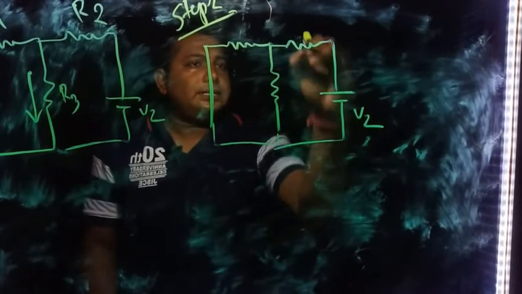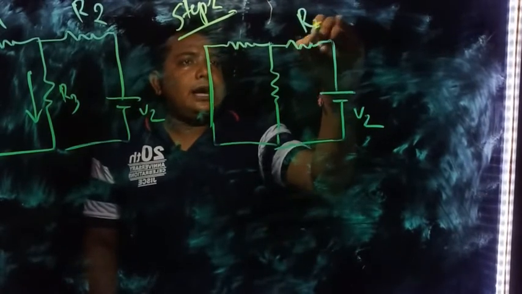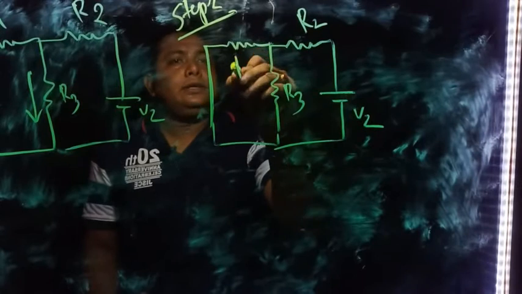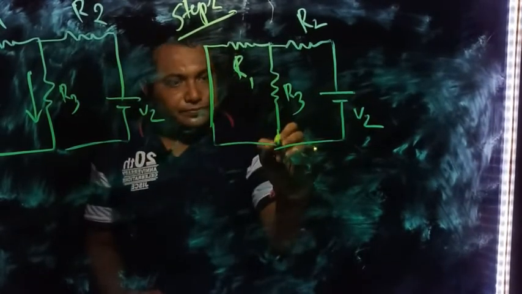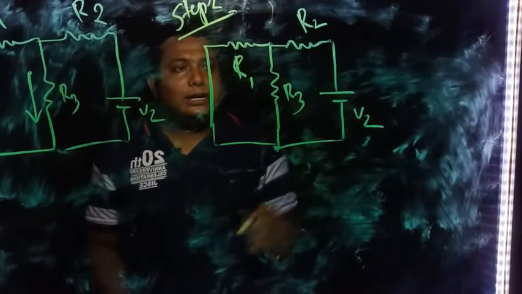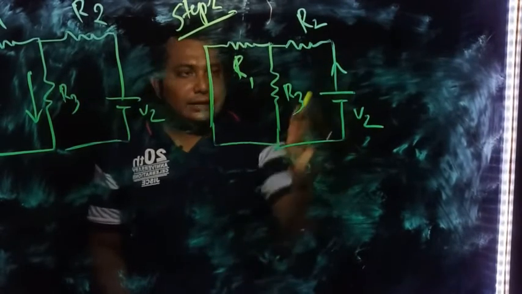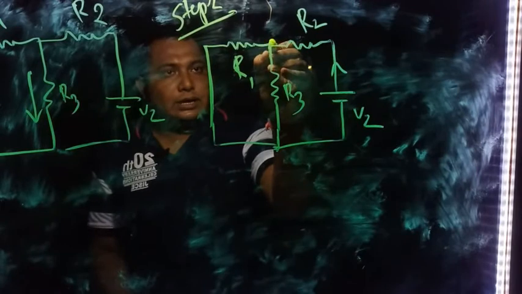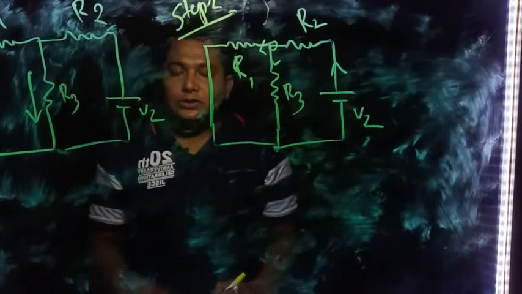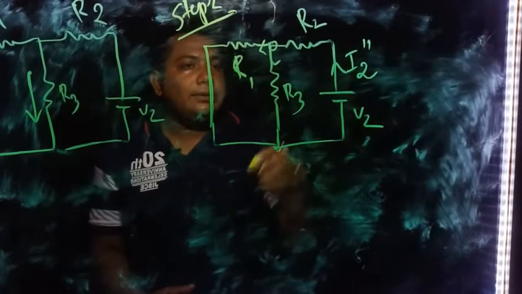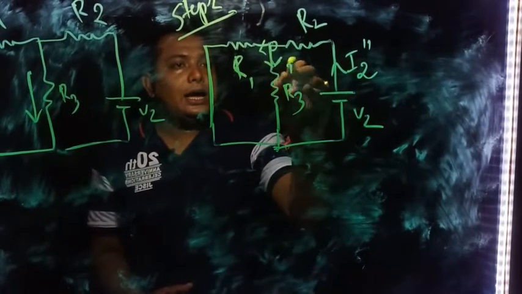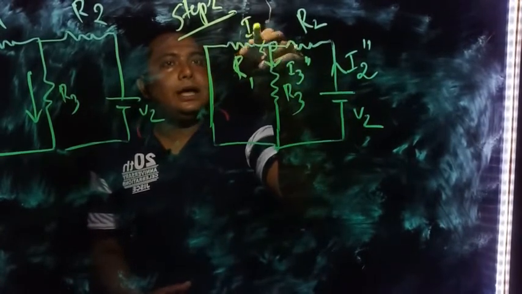So we are considering this is V2, this is R2, this is R3, this is R1. Now we have to find out the current produced from here. That current is coming to this node, then it is dividing. So again, give some names. For simplicity, this is I2 double bar, this is I3 double bar, this is I1 double bar.